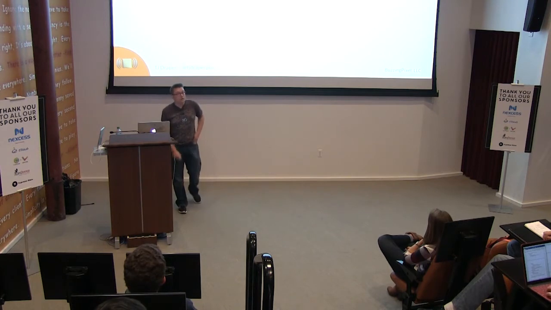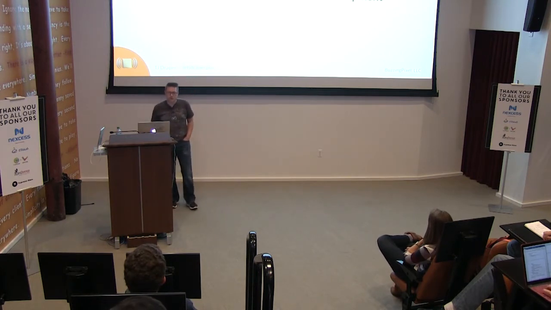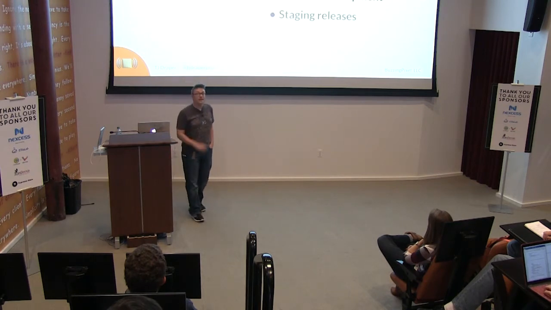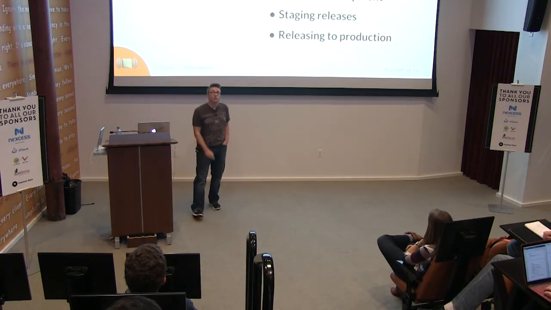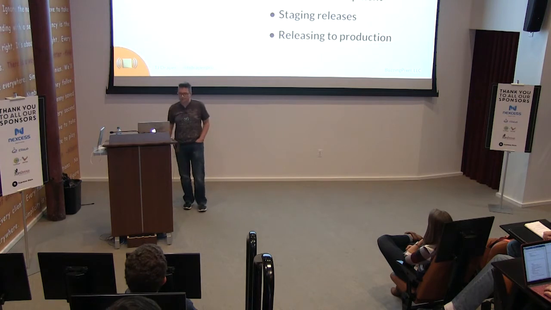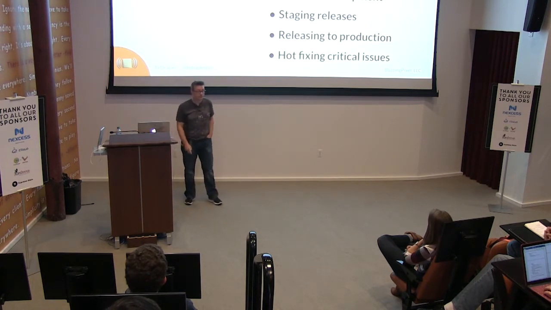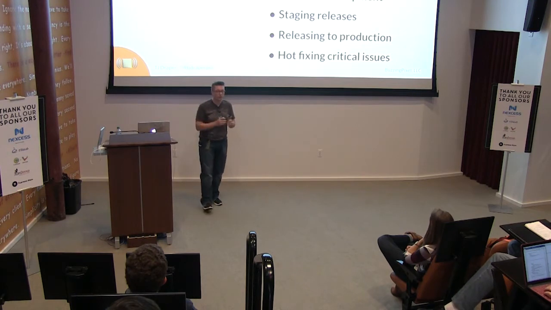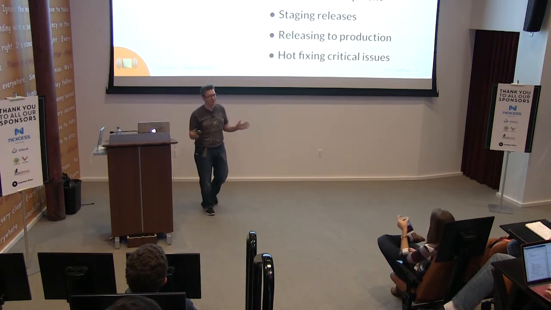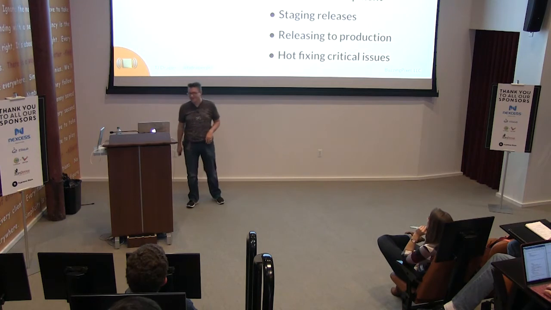So it's a branching model. That's what GitFlow is. And it is a workflow for feature development, staging new releases, and releasing those to production. Okay? So that's what it is. And it's also for hot-fixing critical issues. I'm sure that none of us have ever had critical issues come up that we need to fix right now, right? Nobody ever had that happen.